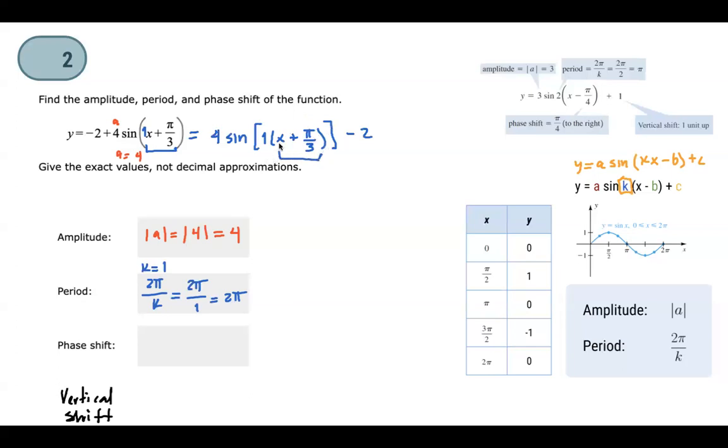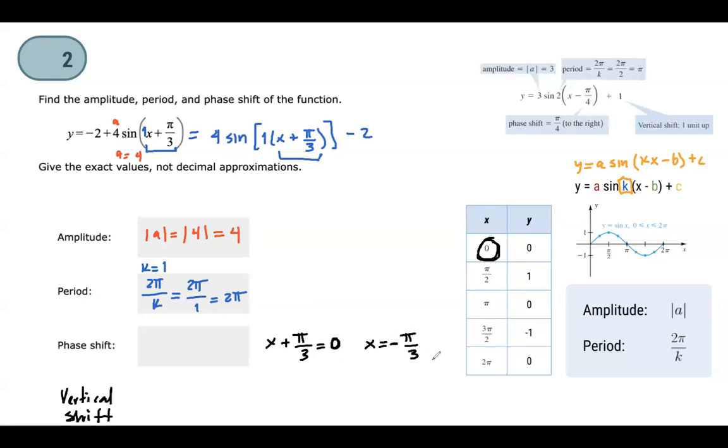So take whatever's inside of the parentheses and solve for x. In this particular case, we have x plus pi over 3. That's equal to, let's say, 0, to have it as the initial value that we have here. And we're going to solve for x, and x is equal to minus pi over 3.